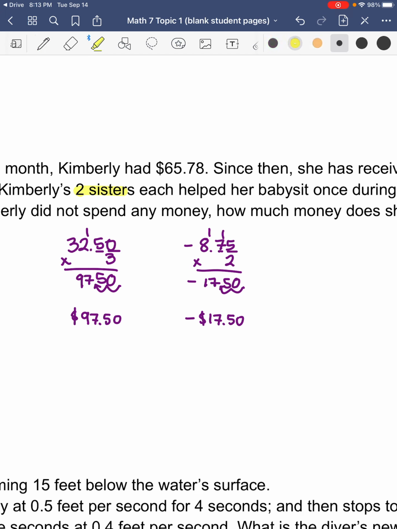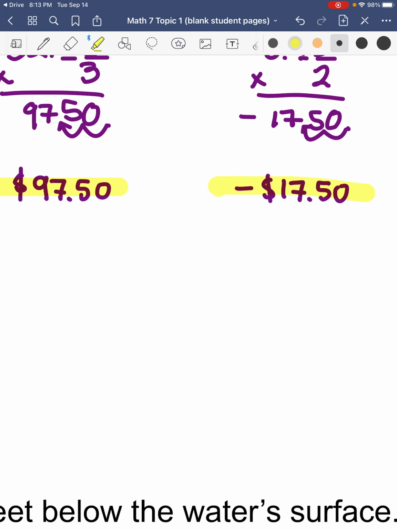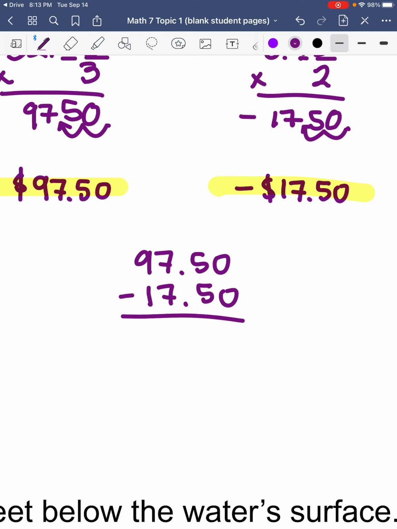So can I go ahead and combine these to figure out how much she added to what she already had? Yes, I can. So we're going to combine those. So we have 97.50 minus 17.50. 0 minus 0 is 0. 5 minus 5, 0. Bring down your decimal. 7 minus 7, 0. 9 minus 1, 8.